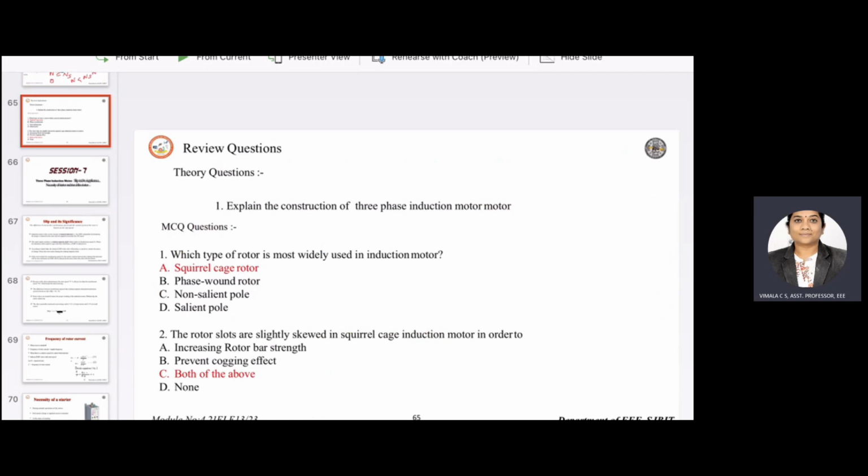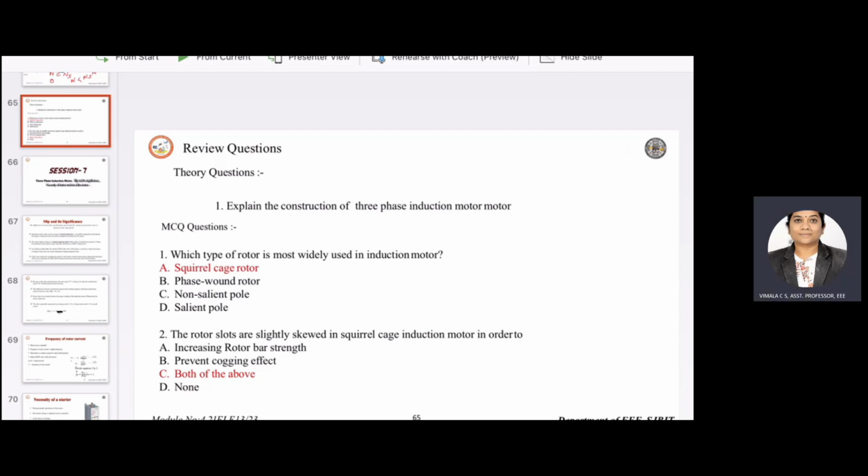Review questions: explain the construction of a three-phase induction motor, where we explained the stator and rotor, and the different types of rotor, that is squirrel cage and phase wound rotor. We also discussed the principle of operation of the induction motor.